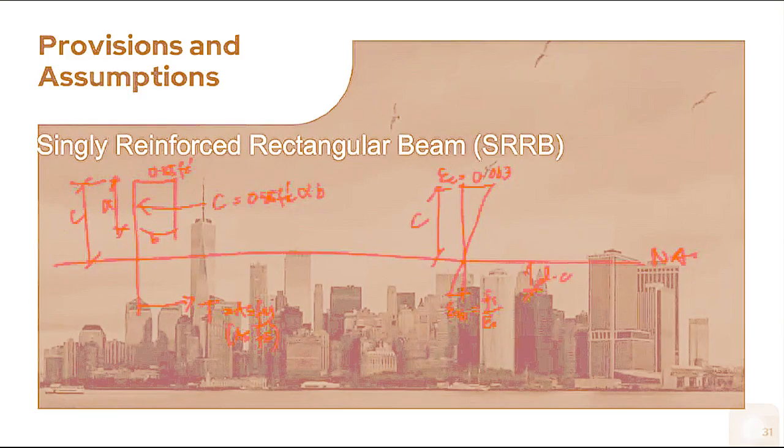So again, from this situation, we have summation of forces horizontal equals 0. So that is C equals T from the stress block. Summation of forces horizontal equals 0. Dalawa lang naman yan. Si C papunta sa left and si T papunta sa right. So C equals T.